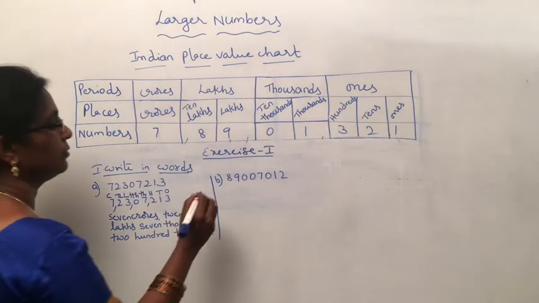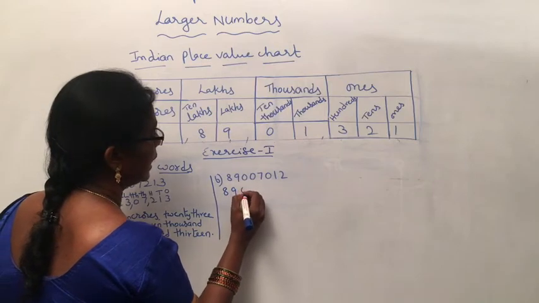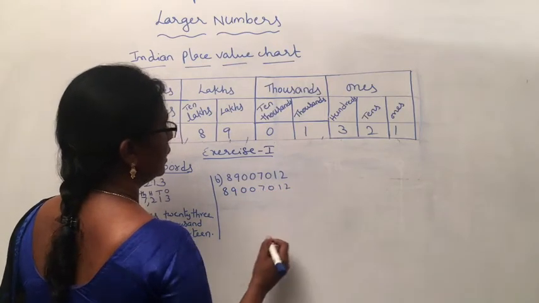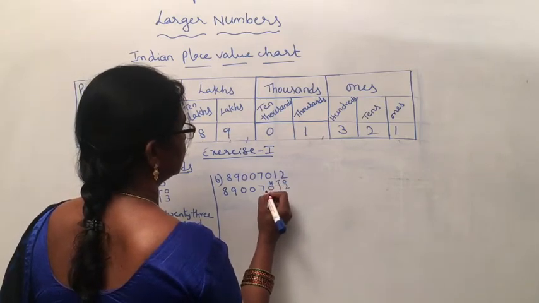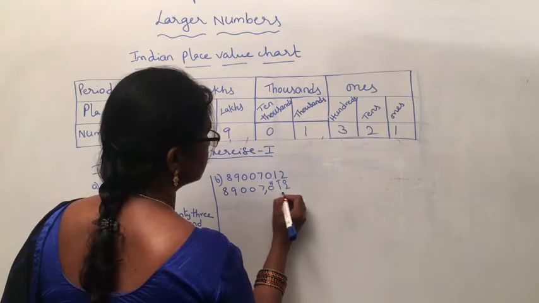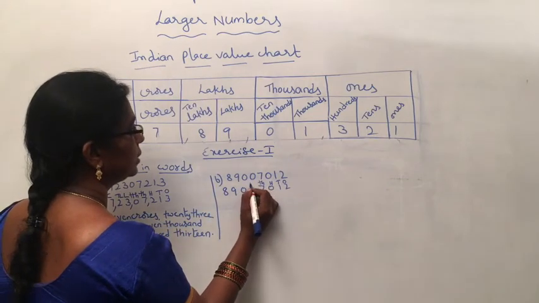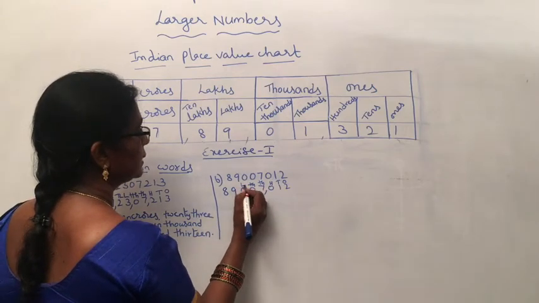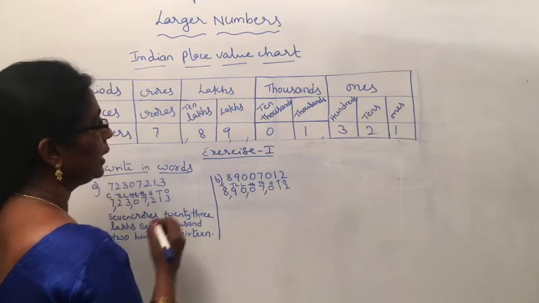Now, 89007012. How to write? First we have to write the digits with a little gap between them. Now place values: ones, tens, hundreds. Put a comma, because this comes under the ones period. Ones period over. Next 1000, 10,000, then we put a comma. Thousands period over. Next lakhs, 10 lakhs. Lakhs period over. Crores.